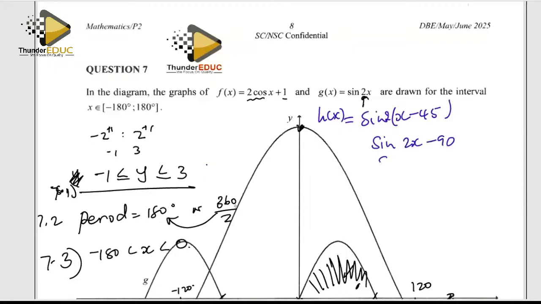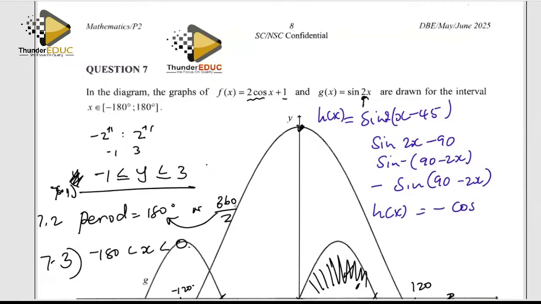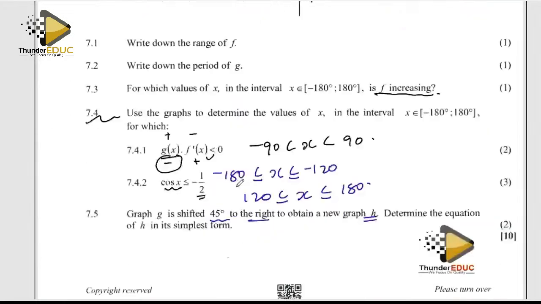When you take out the negative, it's going to be 90 minus 2x. Then it's going to be negative sine of 90 minus 2x. This is a complementary angle, meaning that our h of x should be negative cos of 2x. Then this is what the question wanted for that part.